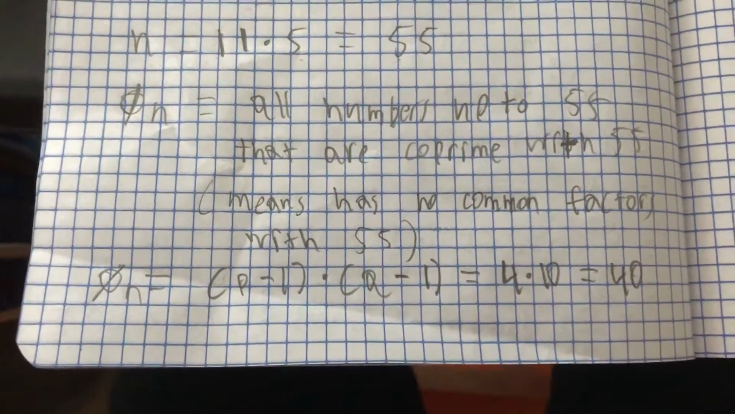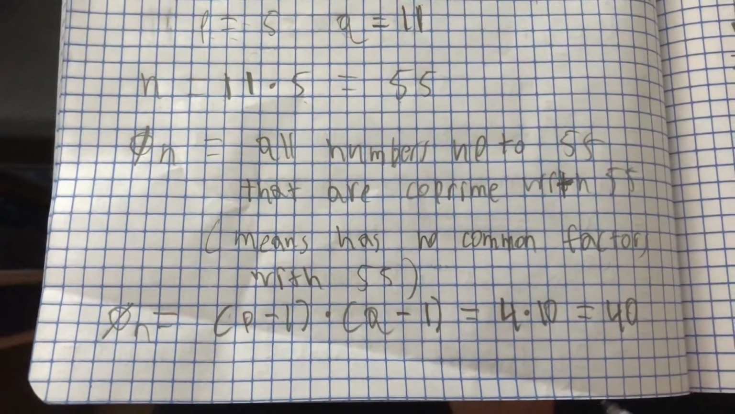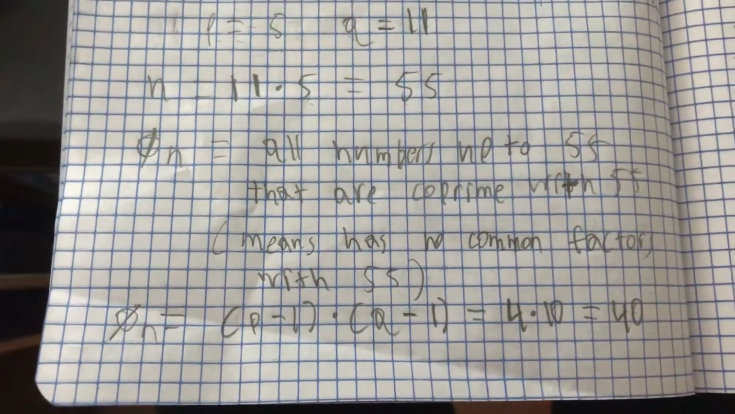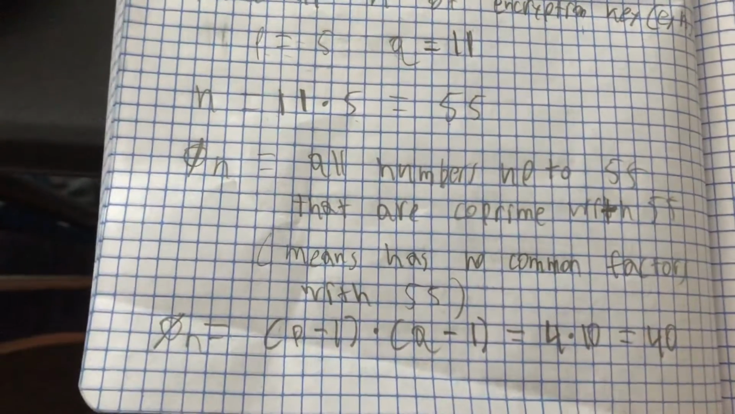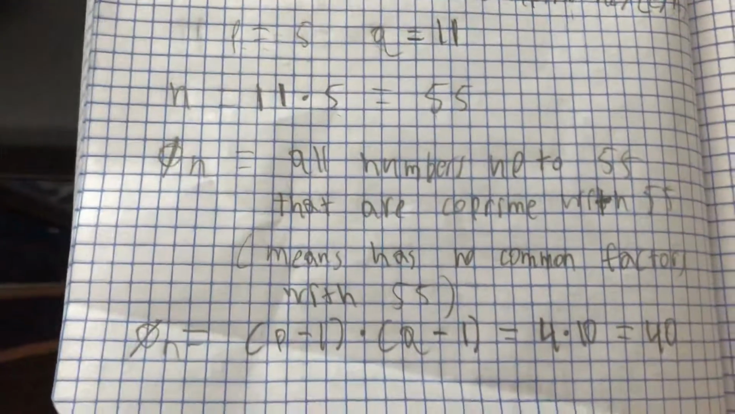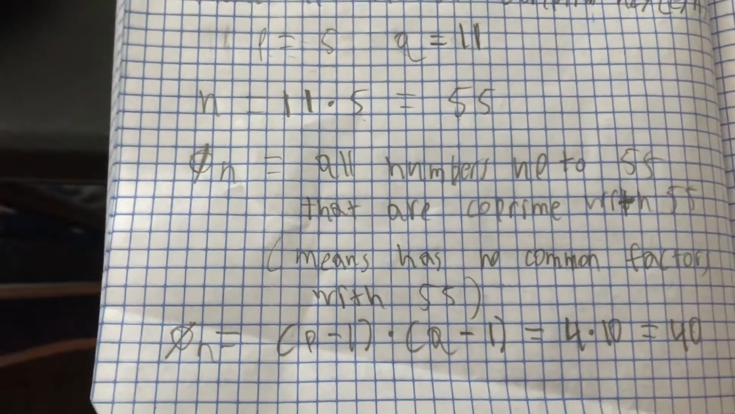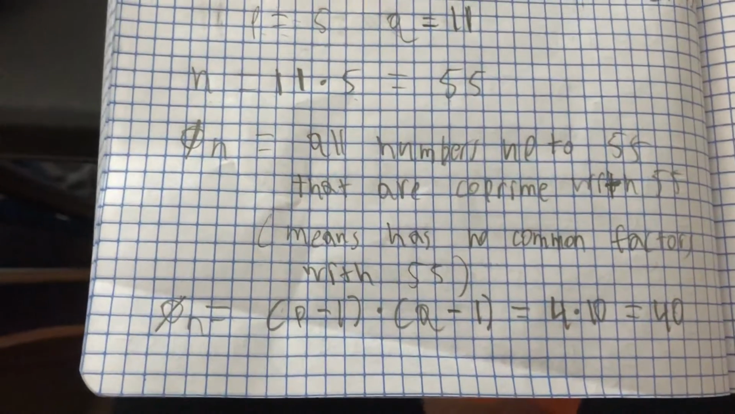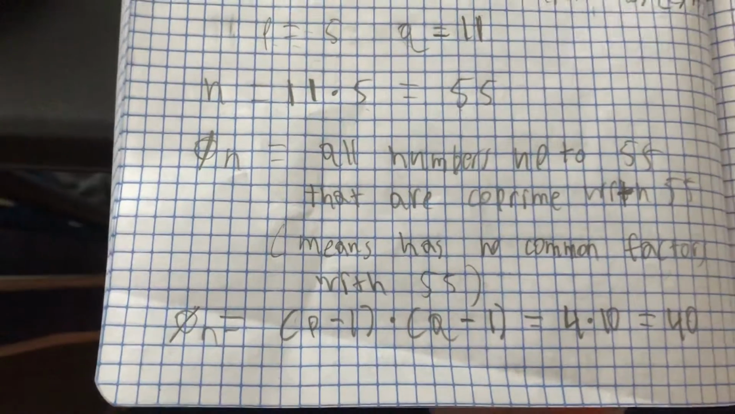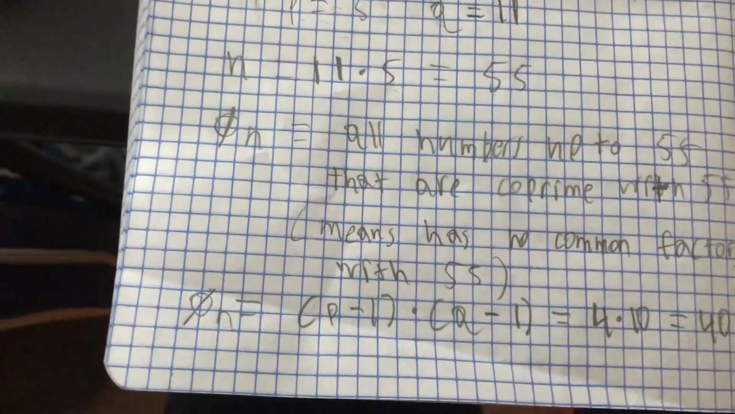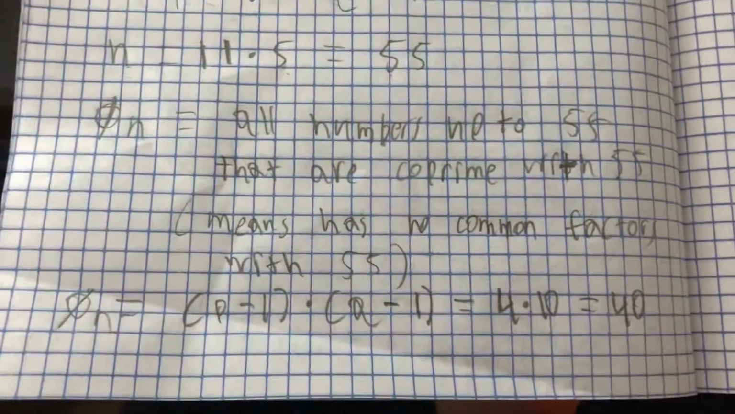Let's say our N was 10. The factors of 10 are 1, 2, 5, and 10, of course. So 20 would not be coprime, but 3 would be coprime, because the only factors of 3 are 1 and 3. And 1 is coprime. One is a factor of everything, so we just don't use that when you calculate coprimes.